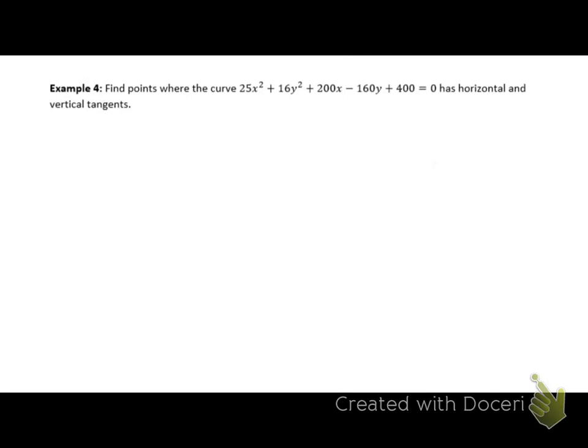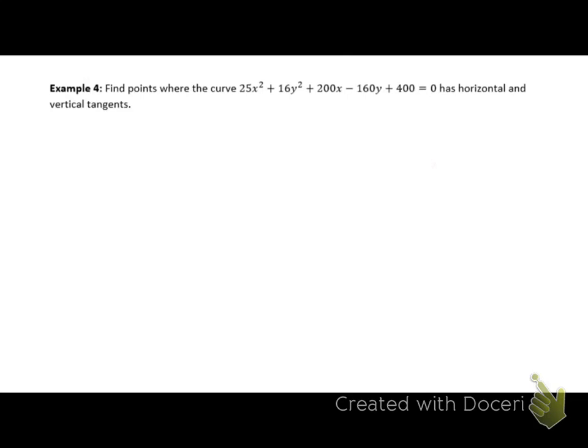Now we know that to find the slope of a tangent line means that we take the derivative. And so that's what we're going to do. The first thing I want to do with example 4 is take the derivative. Then we'll figure out where it's horizontal and vertical. So we're taking the derivative implicitly.